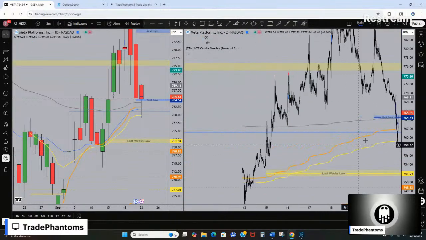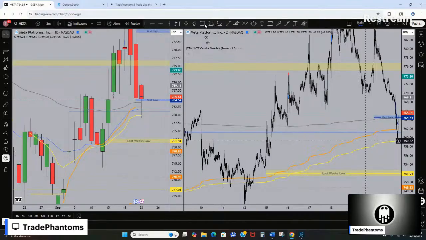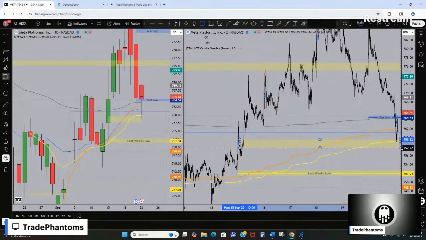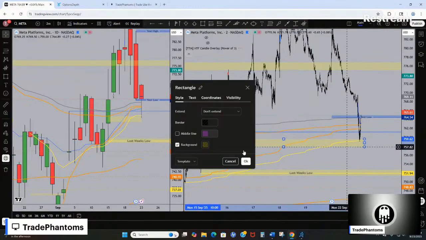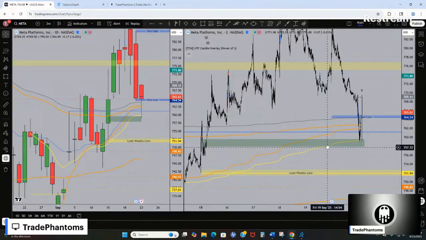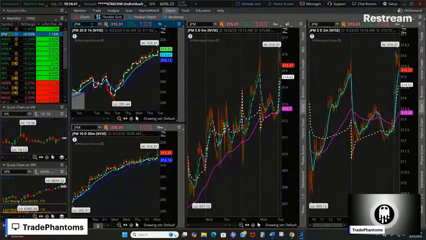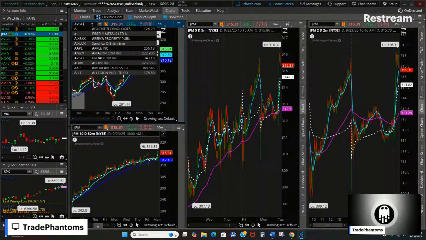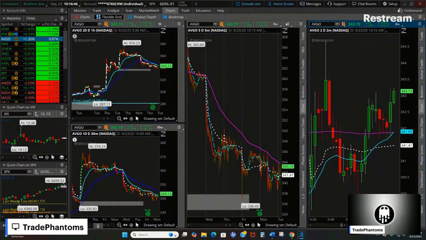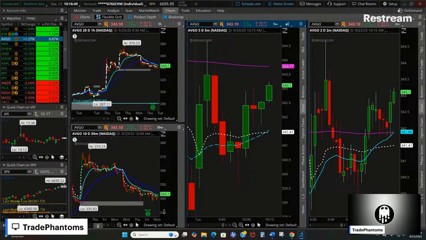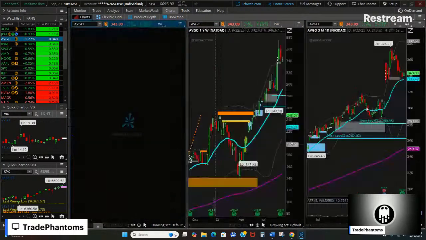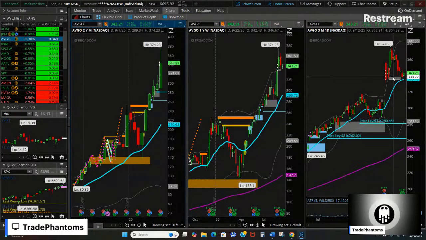Meta bounce. Good job. And AVGO. Inside day for the third day, off the 20. It's setting something up there for intraday.